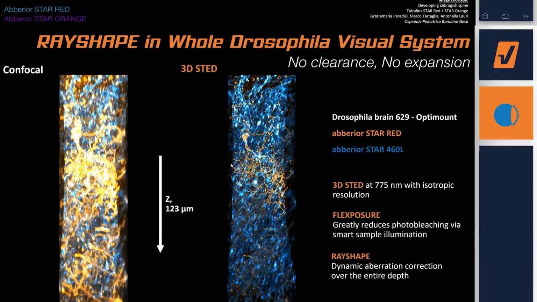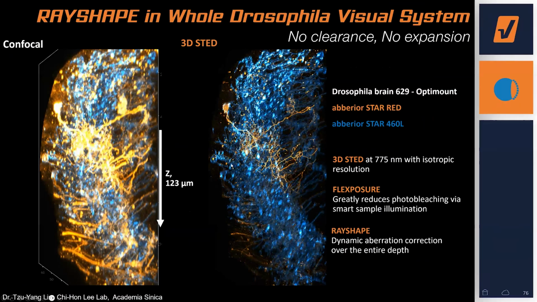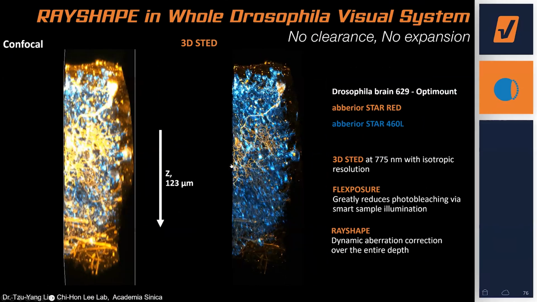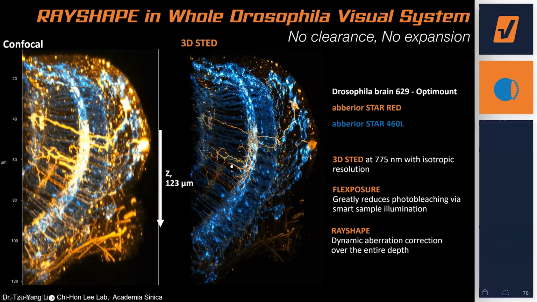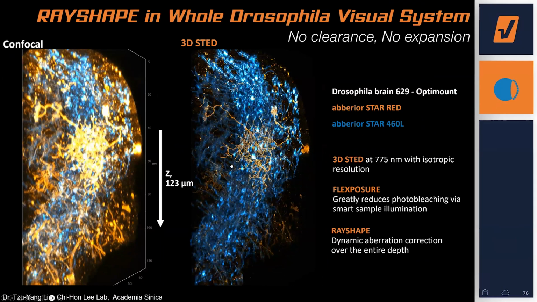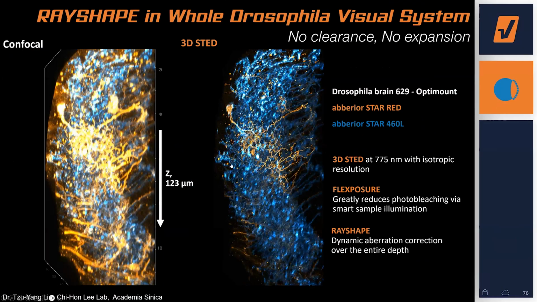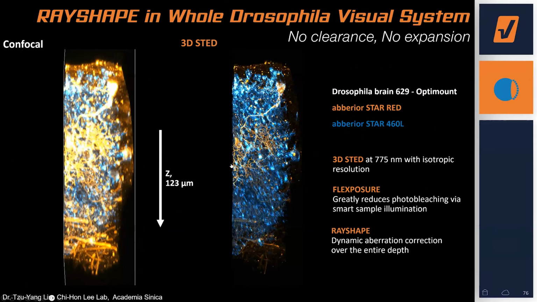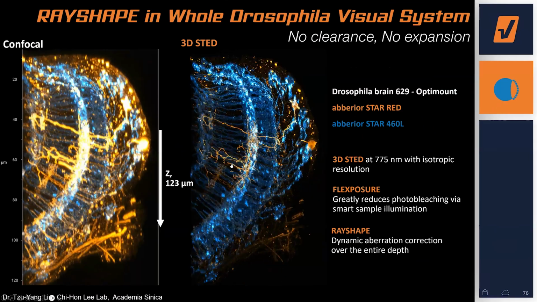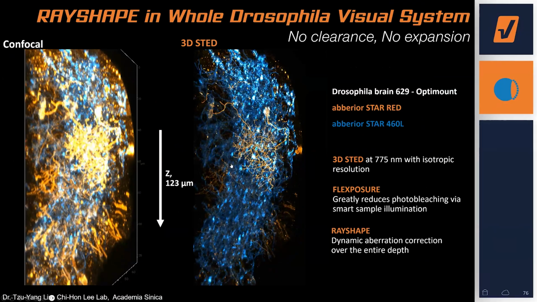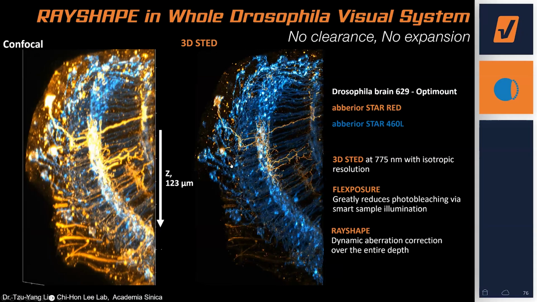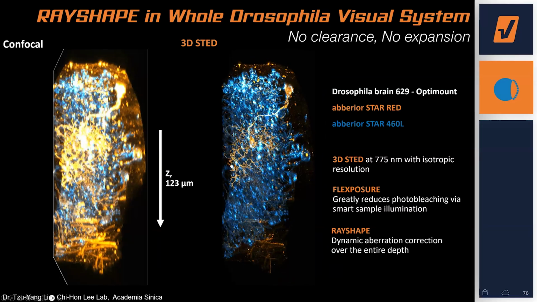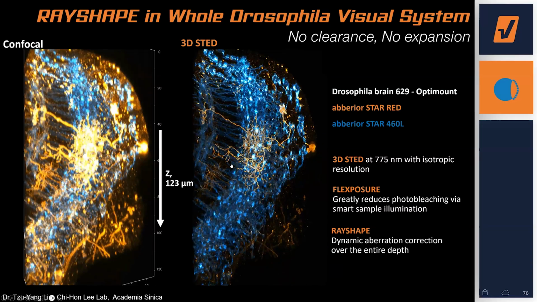And actually, this is my favorite example. It's coming from Taipei Academia Sinica. They imaged the whole Drosophila visual system, Z direction 123 micrometer of this sample. The orange neuron is a mutant. The Y-type neurons are blue neurons. They want to see the process of the orange neurons, how the process goes and connects to the Y-type neurons.